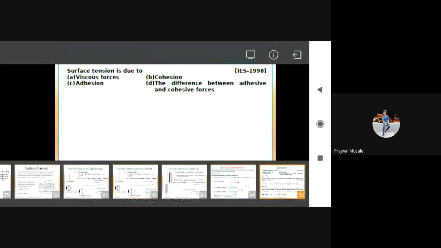Most of the students are writing the answer as B. So we know that whatever surface tension phenomenon is there, that is mainly caused because of the cohesive force of attraction. So the correct answer is B. Surface tension is caused because of the cohesive force of attraction. Then next question.